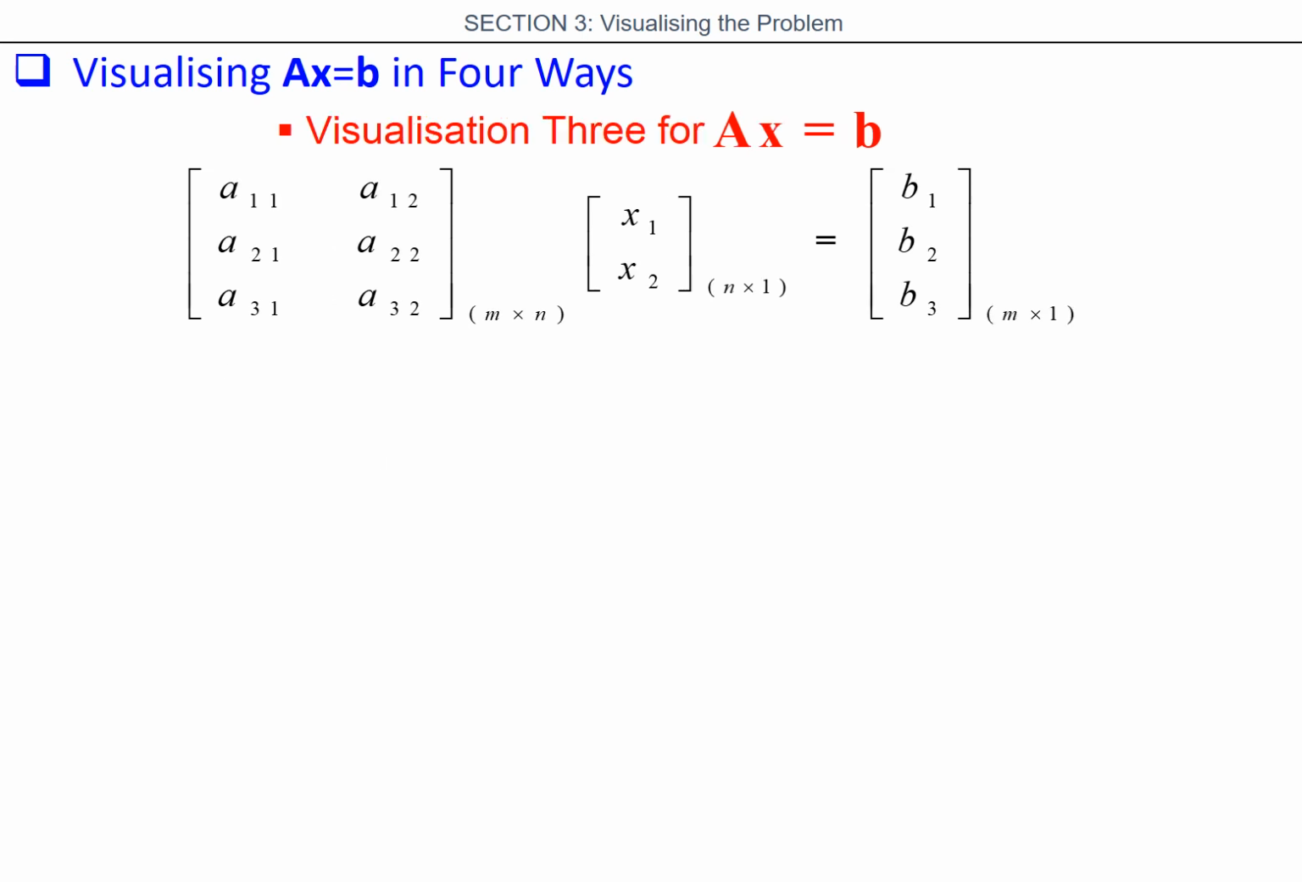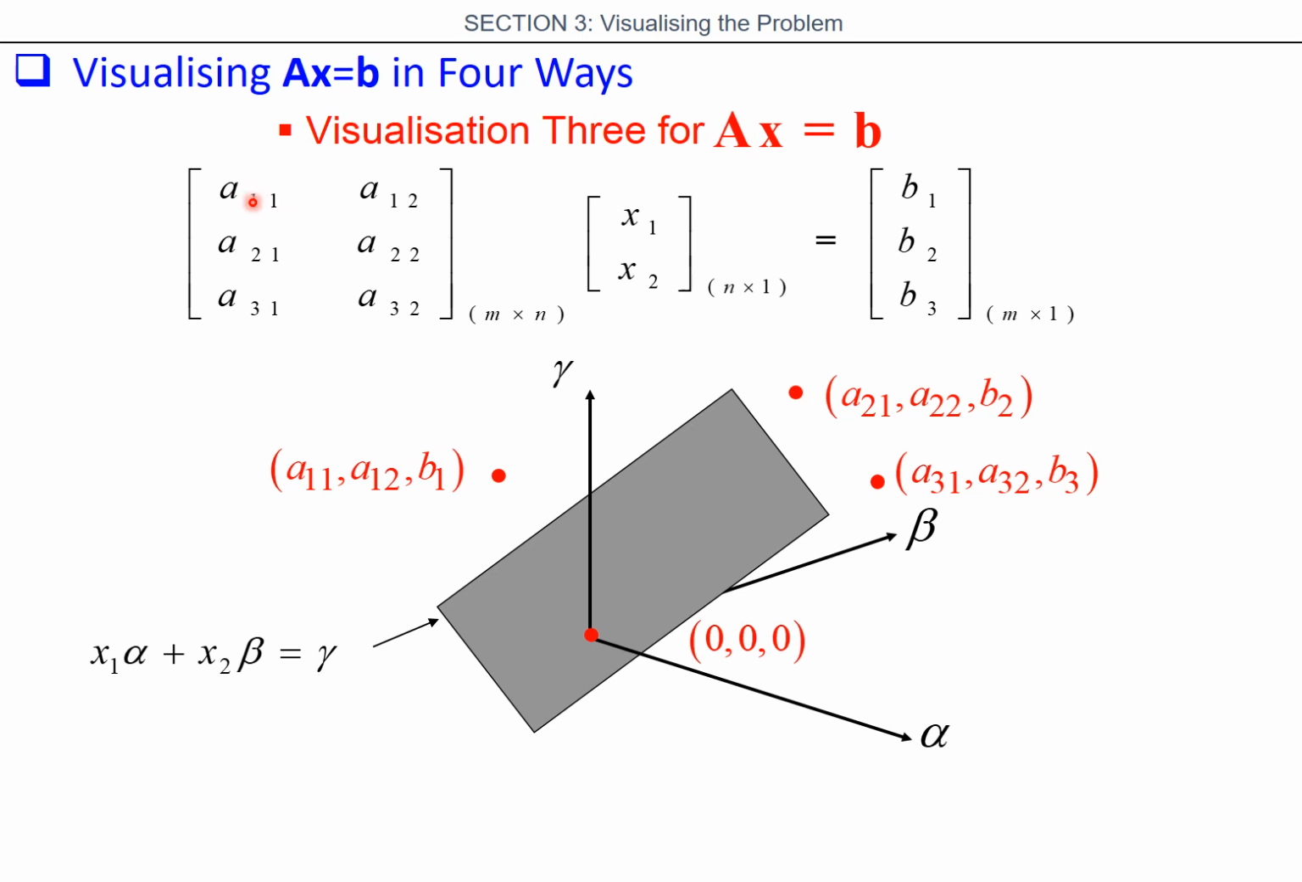Okay, now we have visualization 3. So the same set of equations. Now what we're doing here is producing a point in 3-dimensional space. So we choose 3 axes alpha, beta and gamma. And then we take a point a11, a12 and b1 and we plot it here. We get another point with the second row and we plot it here. And we get a third point and we plot it here. And that's the origin. So we consider this plane is x1 alpha plus x2 beta equals gamma. So these are the 3 variables, gamma, beta and alpha, and x1 and x2 are the coefficients of alpha and beta that we're trying to estimate.